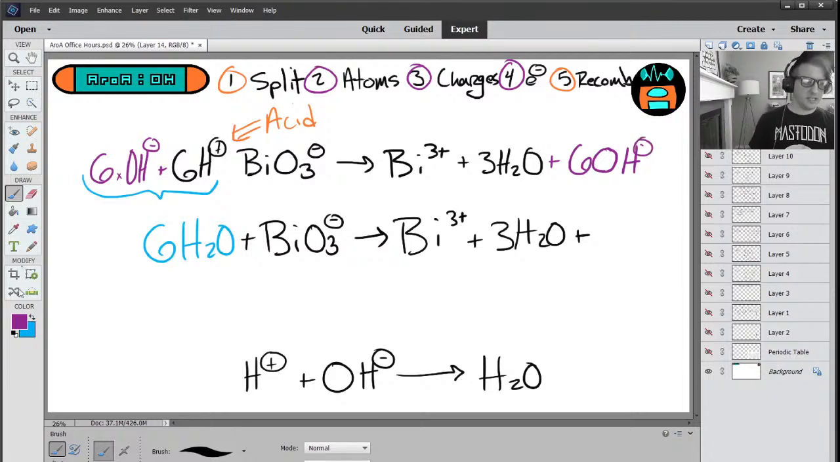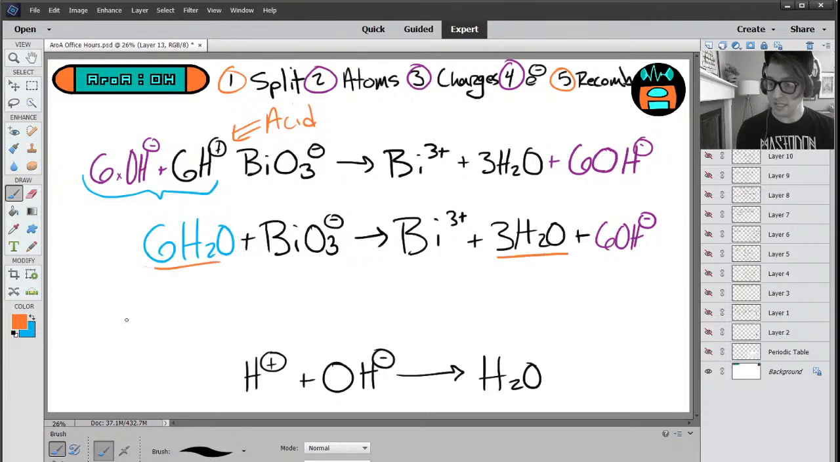Should be 6 hydroxides. All right, now you may notice that we have water on both sides of this chemical equation. You could cancel it now. You could wait to do it at the end of the problem. I prefer to just take it out now because it's less writing. These 3 waters will cancel 3 of these.